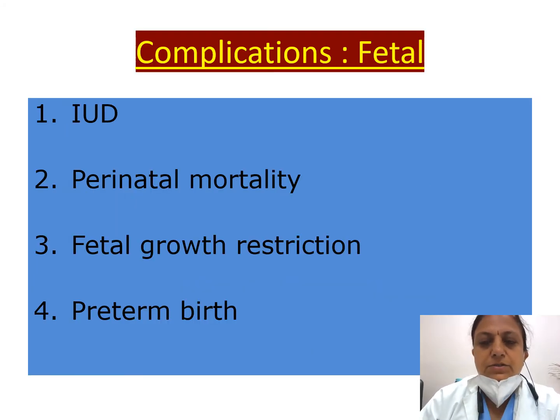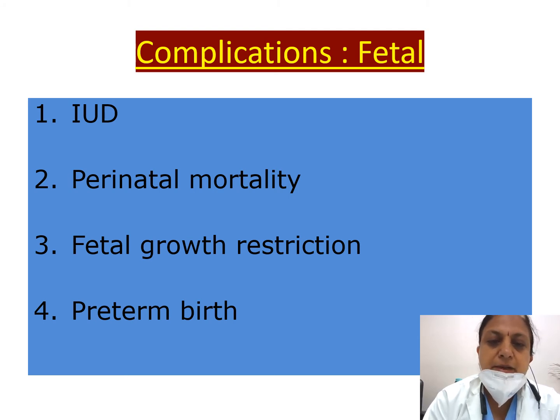The complications for the fetus are intrauterine death, as you have seen in grade 3, where the placental separation is more than 50% of the surface area. There is a high chance of intrauterine fetal death. Then perinatal mortality: if a premature baby is delivered, there is also a high chance of perinatal mortality, fetal growth restriction and preterm birth.